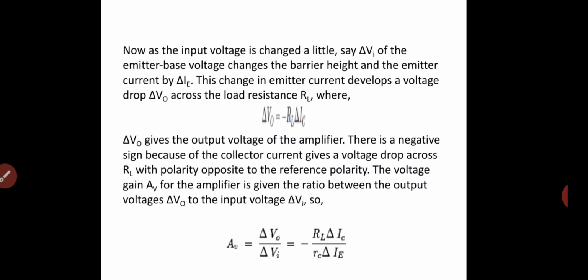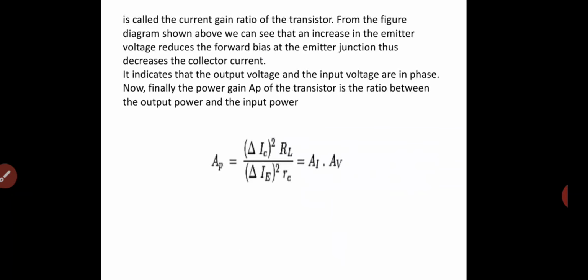It depends upon the ratio of output voltage and input voltage. The output voltage upon input voltage is called voltage gain. In terms of current, it can be written as output current del IC and output resistance RL, upon input current del IE and input resistance RC. This is called the current gain of the amplifier. This is the current gain.